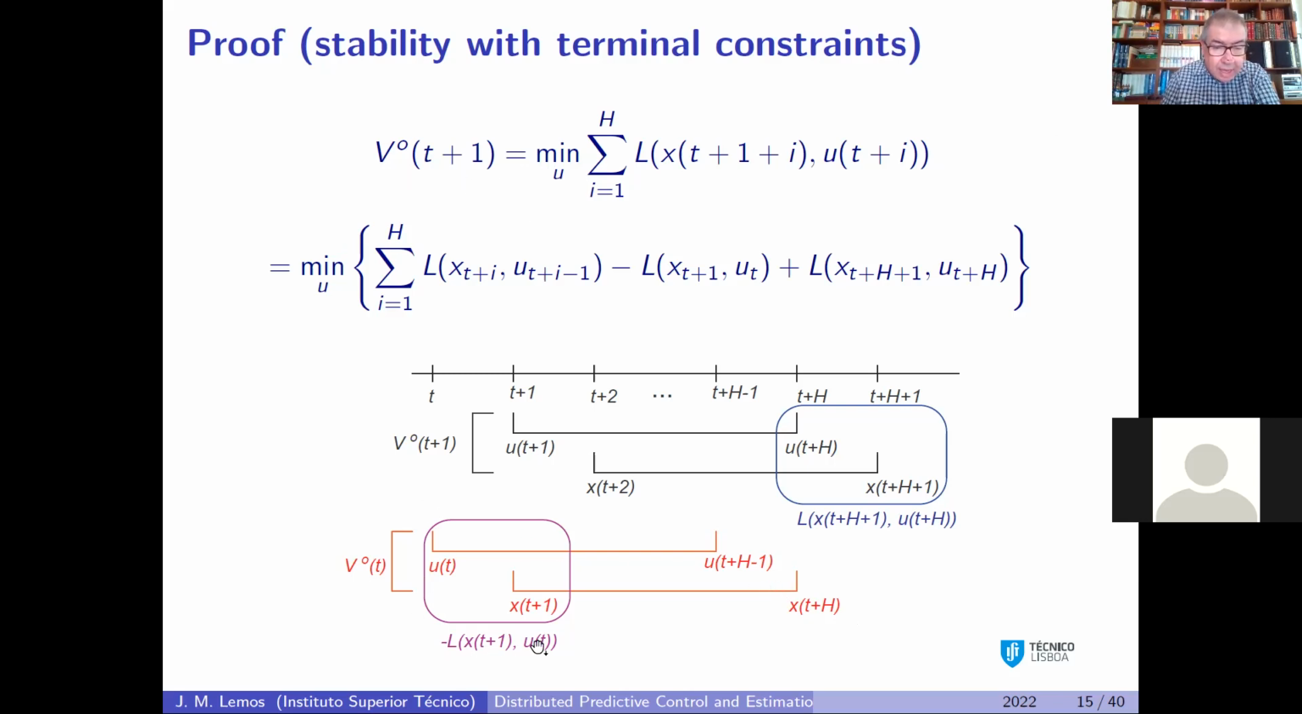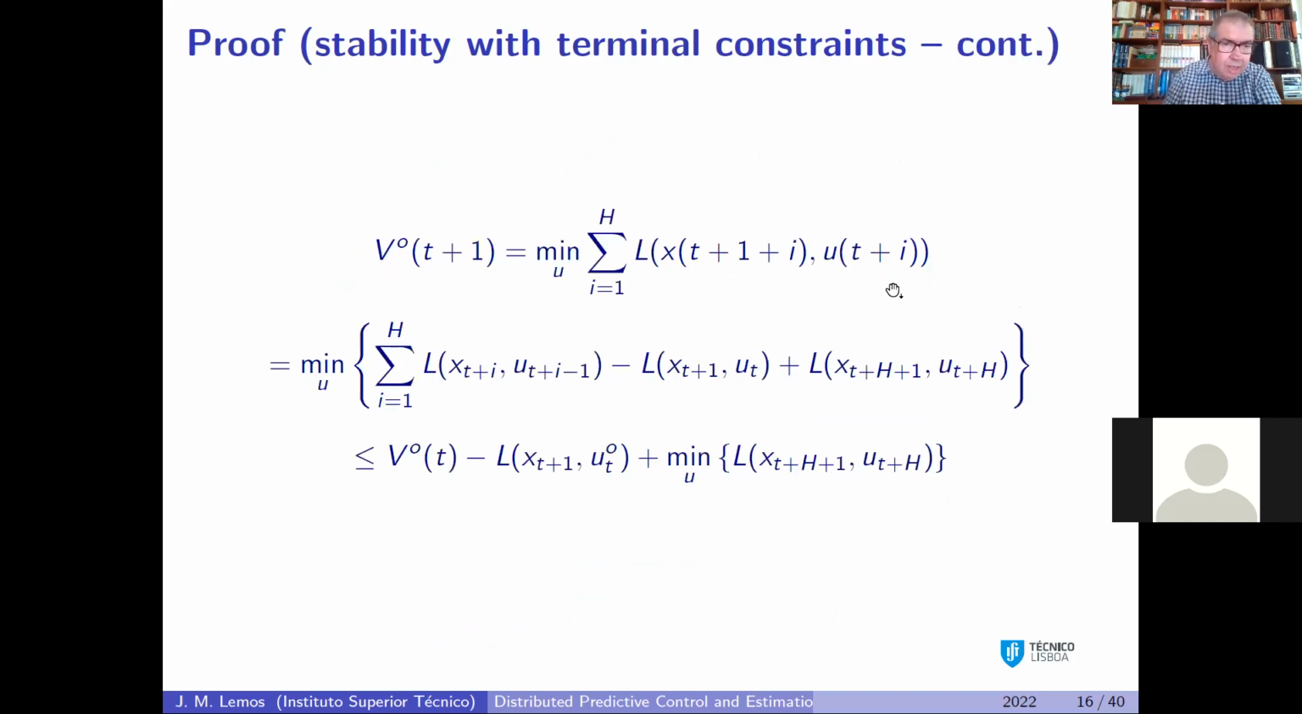So I subtracted this from VO because it does not appear on the black part, and I've added the last point. Okay, because this was not also appearing, one with the minus sign, the other with the plus sign. So I could prove this formula, and I can break this. I do the minimization.